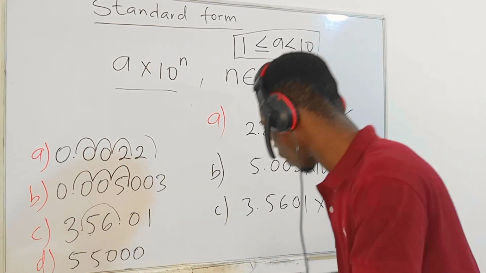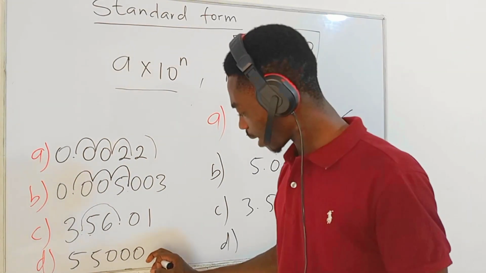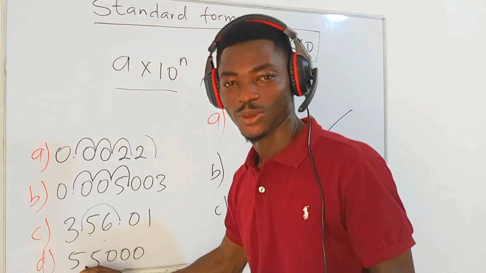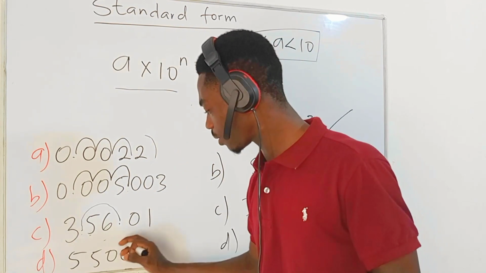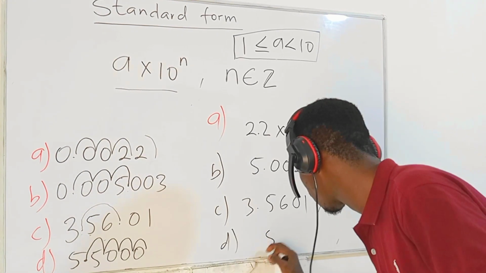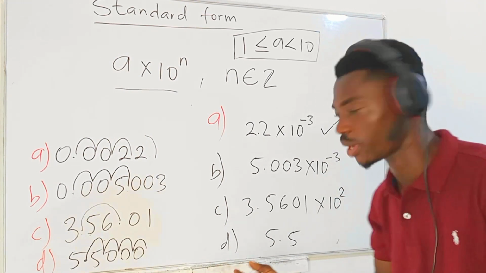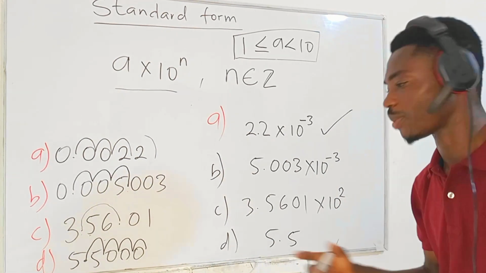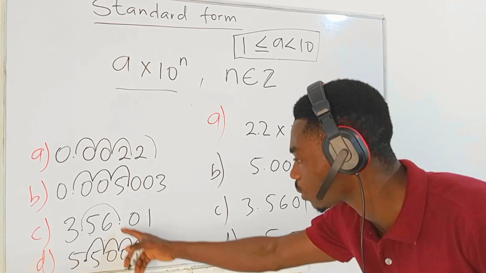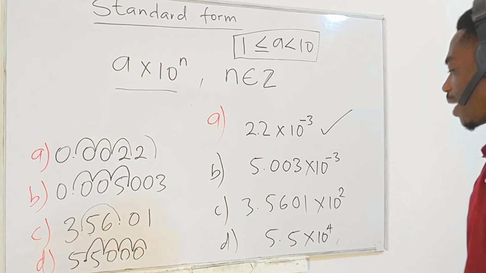Now let's consider the last one, which is D. Now for D, of course, let's assume that the decimal point is here. We want to move it all the way to the last two non-zero digits. So we have 1, 2, 3, 4 right here. So we are going to have 5.5. Because all these are zeros, you can choose not to bring it. And remember, if you bring it, you are not wrong. So times 10 to the power the number of times I moved, 1, 2, 3, 4. So we are going to have to the power 4. And that is pretty much it.